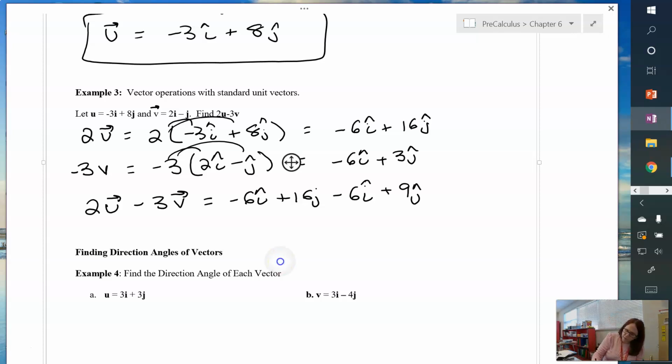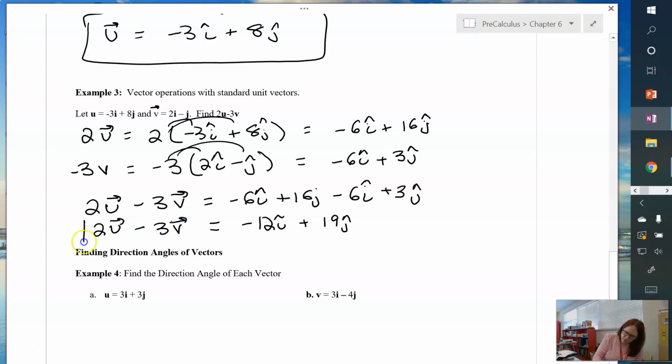And now think of it as combining like terms. I have a negative 6i and a negative 6i. That's a negative 12i. And then I have a 16j plus a 3j. And that's going to give me a 19j. So here is my vector 2u minus 3 vector v, and I've written it in the standard form with the i's and j's.